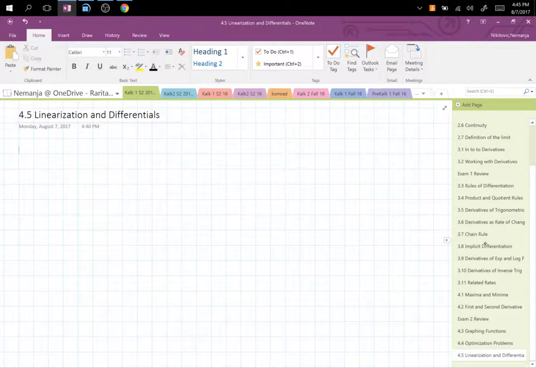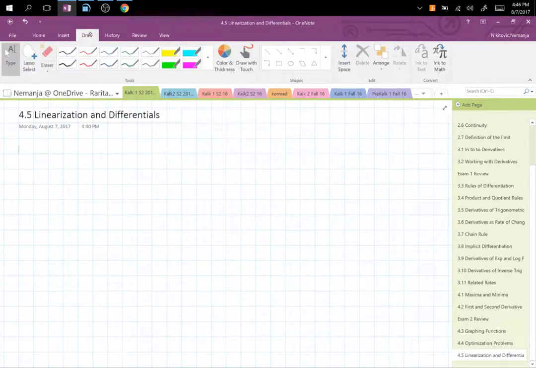So both of these methods deal with calculating values, approximating function values. And the first one, linearization, is linked to the problem of the tangent line, which is actually what we are doing. We're just giving it a little bit different name.